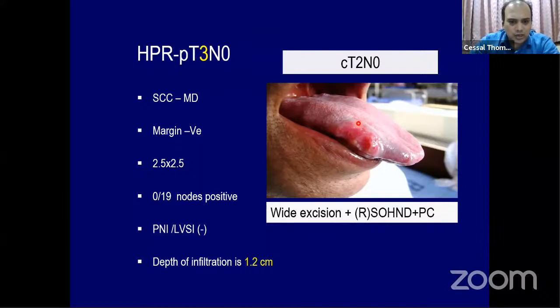In T2 tongue, why are surgery and adjuvants considered? Why not radiotherapy? In tongue tumors, because they behave in a different manner, that's one of the reasons why we prefer surgery for the tongue. Buccal mucosa is a different game altogether. Now coming to the next question.